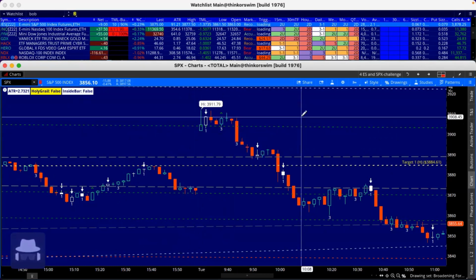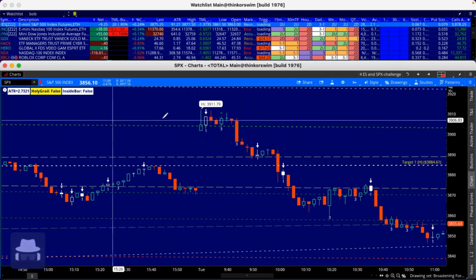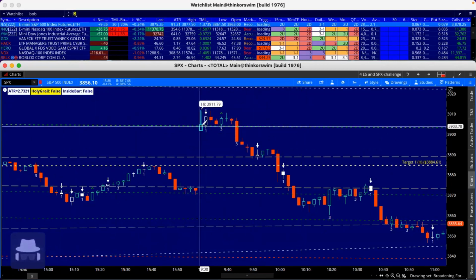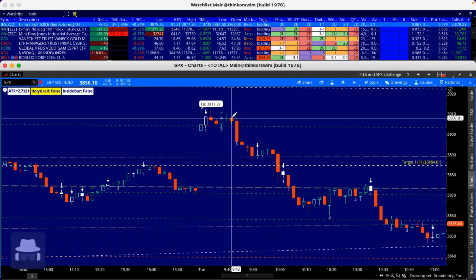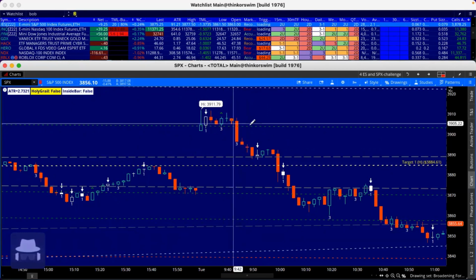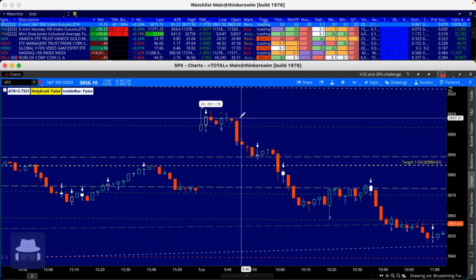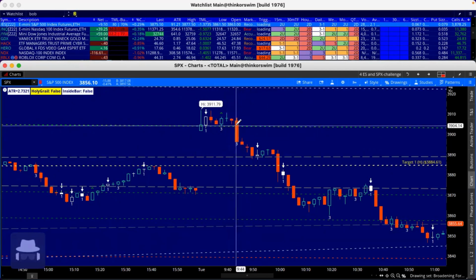Having this Broadening formation on here, as soon as it broke above that Broadening formation, which is this green line right here, I was looking to see what is going to happen. And one of the other traders that I trade with happened to say, hey, I think we're about to drop, and then boom, we went right below this Broadening formation.